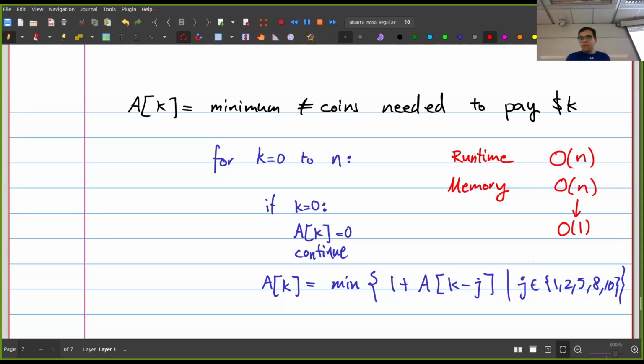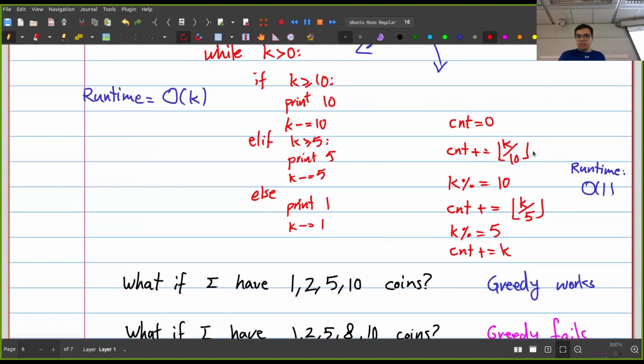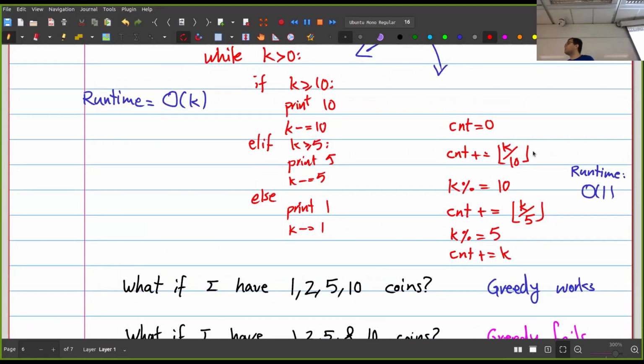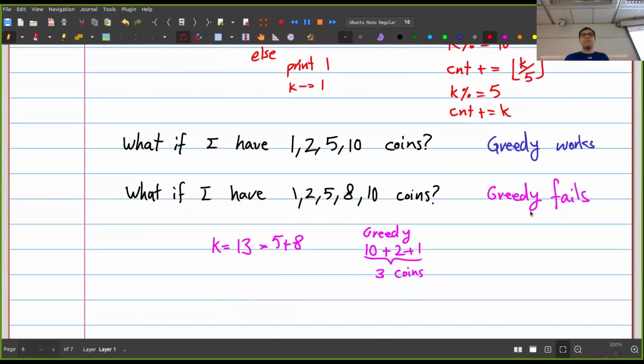But at the end of the day, my runtime here is linear. My runtime is actually not only O(n), it's literally Theta(n), right? So my runtime is linear, whereas here I could have constant runtime. So if the greedy algorithm works, I prefer the greedy algorithm. But unfortunately, the greedy algorithm doesn't always work. So I always need a proof to see whether the greedy algorithm works or not.